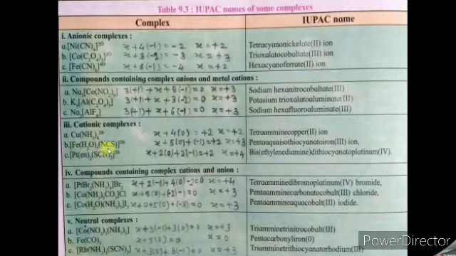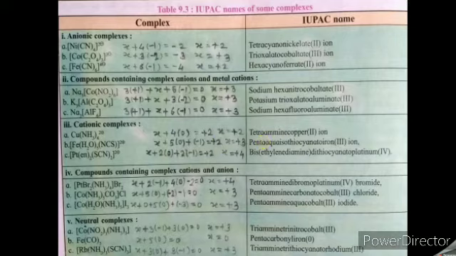Then [Fe(H2O)5(NCS)]2+. So write down the oxidation state of Fe as X. Water is neutral, so 5 into 0. NCS means thiocyanate ion, each carrying 1 minus charge. So X plus 5 into 0 plus minus 1 for NCS, and overall charge is plus 2. So what is the oxidation state? It is plus 3, which is written in round bracket. There are 5 H2O molecules, so write down pentaaqua.